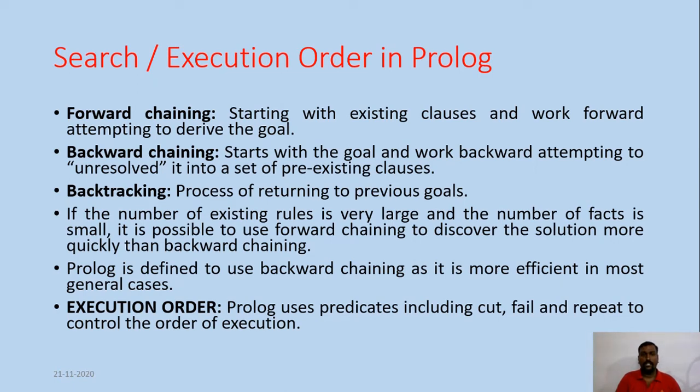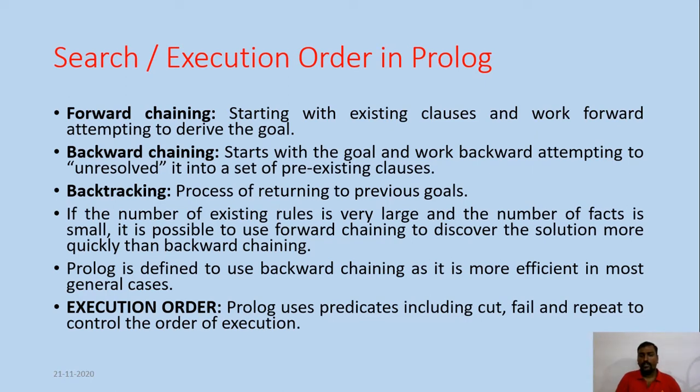Whereas in backward chaining, it starts with the goal and then works backward attempting to resolve it into a set of pre-existing clauses. The third and the most widely used in Prolog is backtracking, which is a process of returning to previous goals. If the number of existing rules is very large and the number of facts is small, it is possible to use forward chaining to discover the solution more quickly than backward chaining. But Prolog is defined to use backward chaining as it is more efficient in most cases.